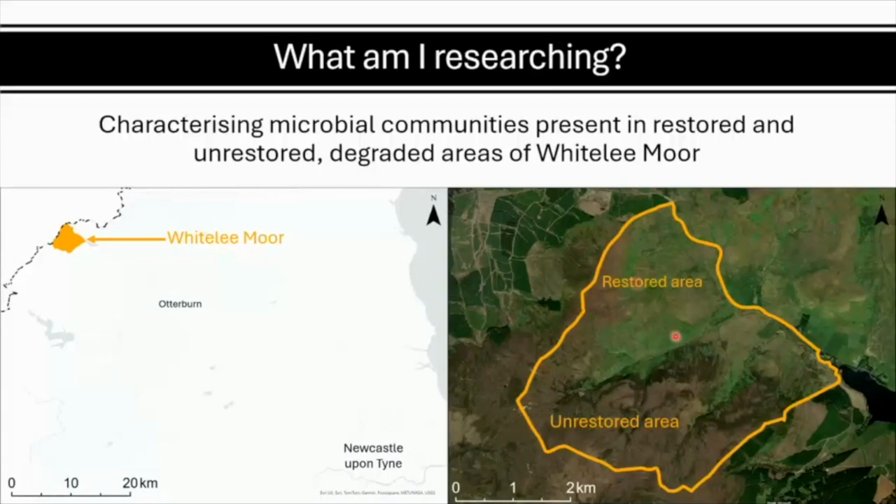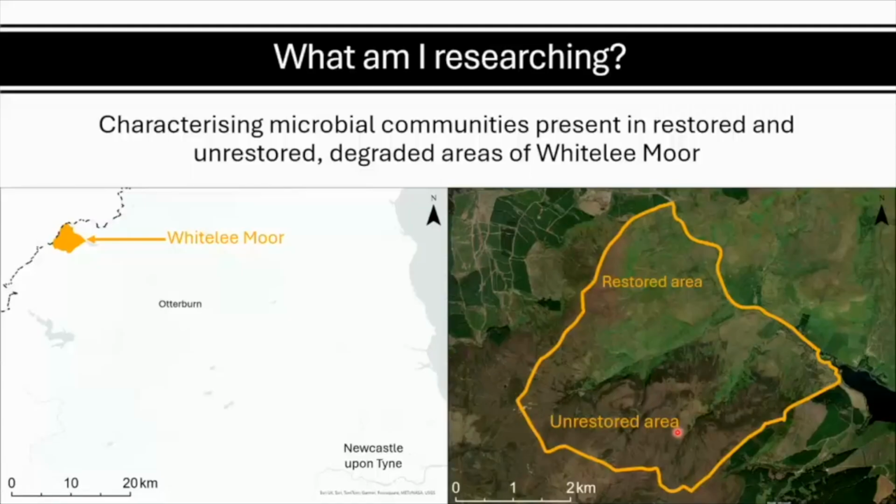But it's a big site, and there's still a lot of it that hasn't been restored. I mean, Whiteley is big, it's remote, restoration is expensive, and it takes time. There is actually restoration going on right now, this season, and it's planned for the next few years. But for now, we've got the restored area and unrestored area. And what I'm doing is characterising and comparing the microbial communities that are present in those two areas.